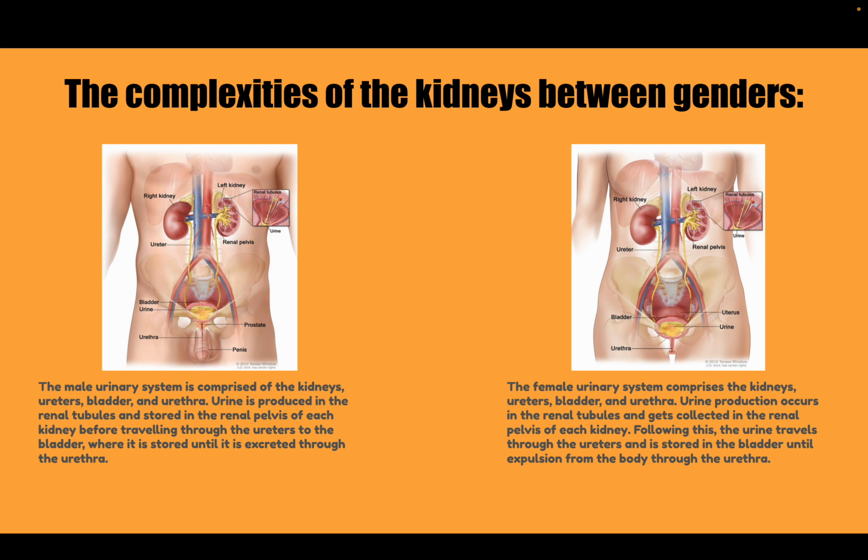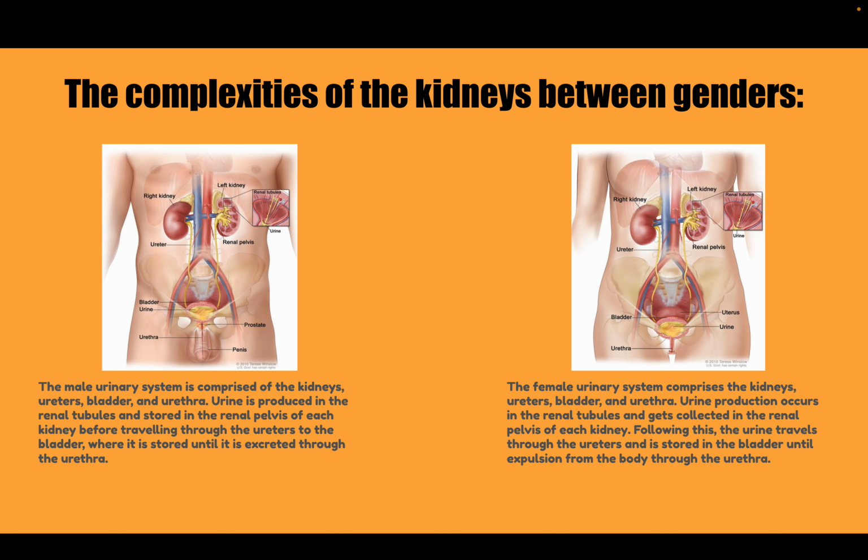And they're incredibly complex, as you can see, because they're somewhat different between the two genders, women and men. For men, the male urinary system is comprised of the kidneys, ureters, bladder, and urethra. Urine is produced in the renal tubules and stored in the renal pelvis of each kidney before traveling through the ureters to the bladder, where it is stored until it is excreted through the urethra.